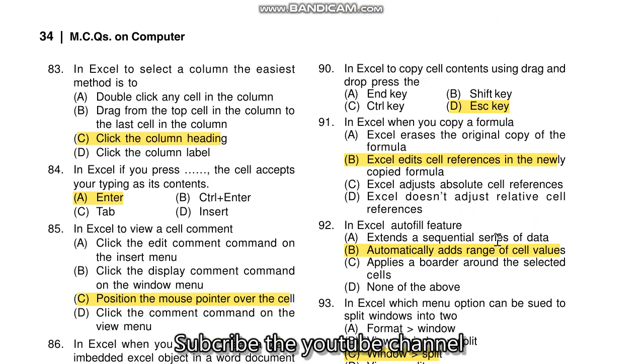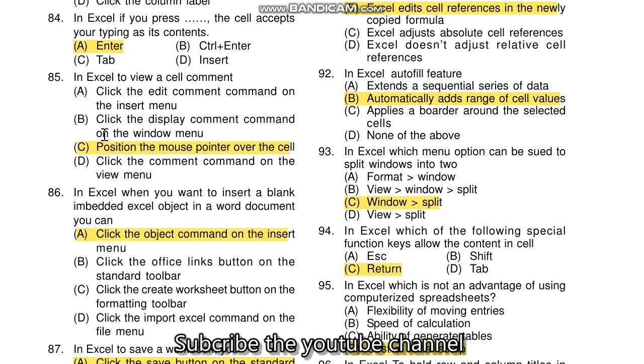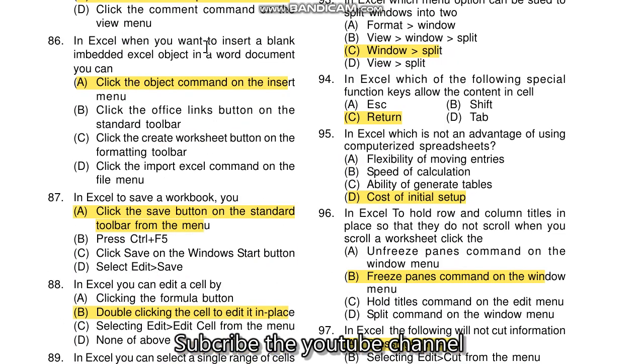Question 83: in Excel, to select a column the easiest method is to click the column heading. Question 84: in Excel you press the cell except you are typing as its content, enter. Question 85: Excel, to view a cell comment, position the mouse pointer over the cell. Question 86: in Excel, when you want to insert a blank embedded Excel object in a Word document, you can click the Object command on the Insert menu.